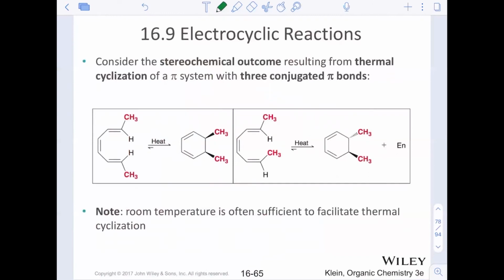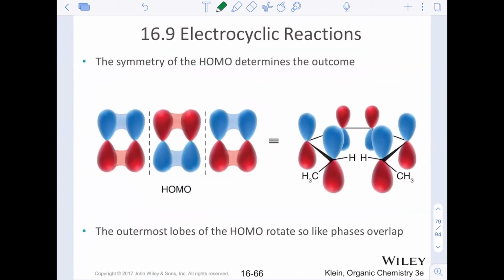So considering the first stereochemical outcome of the thermal cyclization, right, heat with the 3 conjugated pi bonds, okay? When we're looking at this first setup, we have 3 pi bonds, right? And we have heat, so ground state HOMO. What happens when the methyl groups are on opposite sides? They become cis. And when the methyl groups are on the same side, they become trans. Let's look at the MOs to understand why, okay? This is the HOMO that we had already discussed before. This is the HOMO of 1,3-butadiene, all right?